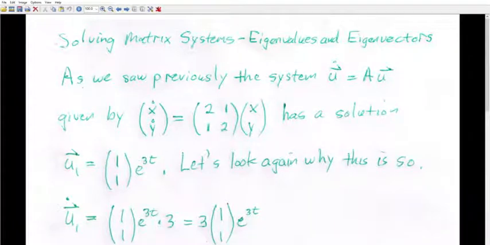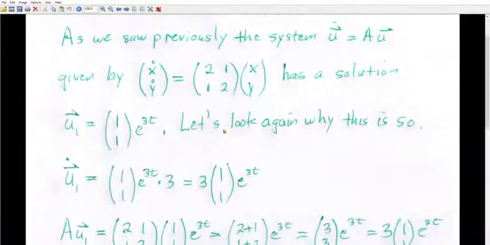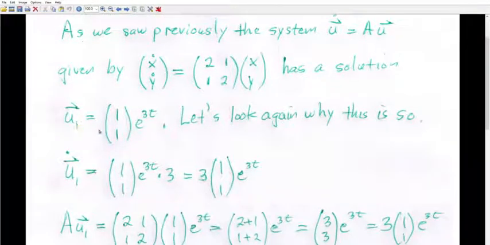The topic for today's lesson is solving matrix systems using eigenvalues and eigenvectors. So let's look at a problem we did previously. Last lecture we looked at the system u dot equals Au, where u was (x dot, y dot) and A was the matrix [2, 1; 1, 2]. And we found that there was a solution u1 equals (1, 1) e to the 3t.